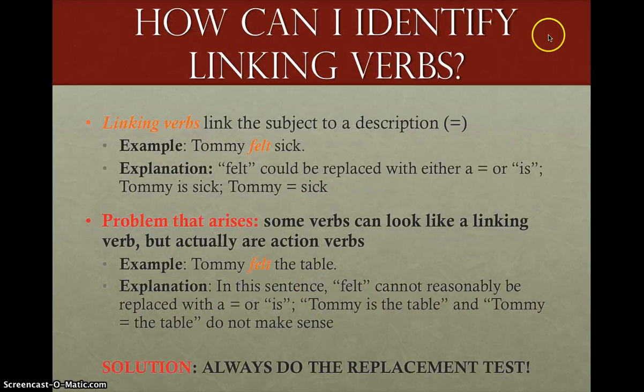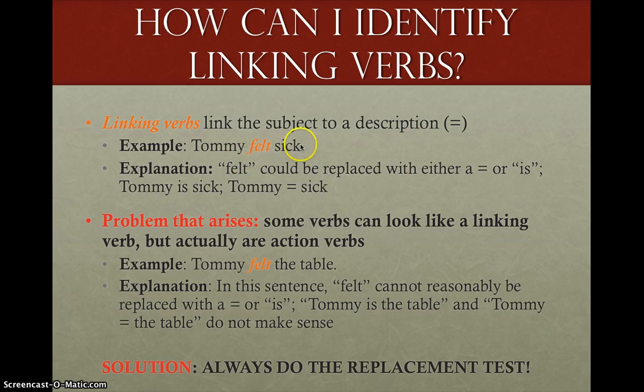Okay, so here's a big thing. How can I identify linking verbs? A lot of times we have linking verbs and we wonder when is it a linking verb. We so often default into assuming that a verb is an action verb. So how can you tell? Now, go back. Remember that linking verbs link the subject to a description. They can be replaced by an equal sign or some word of the form to be, okay?